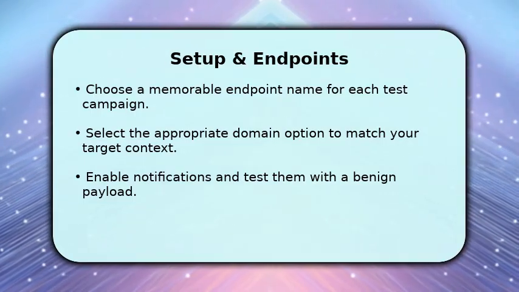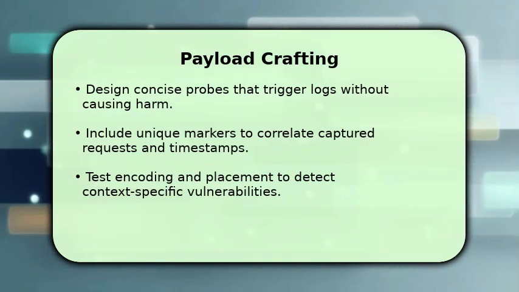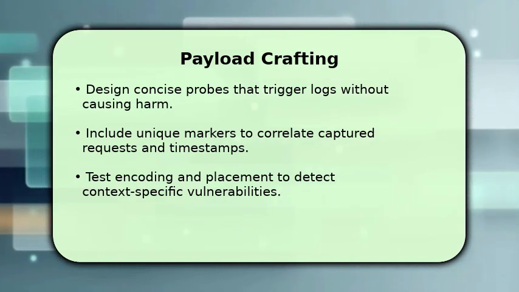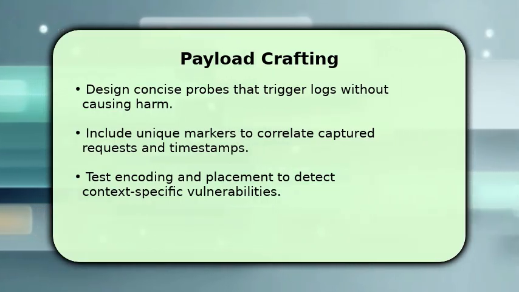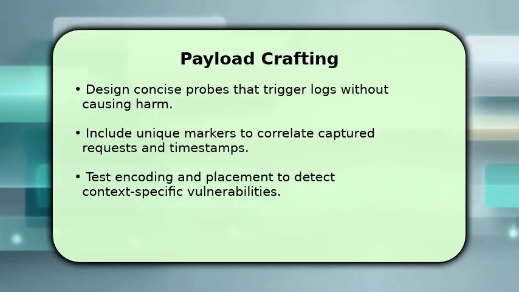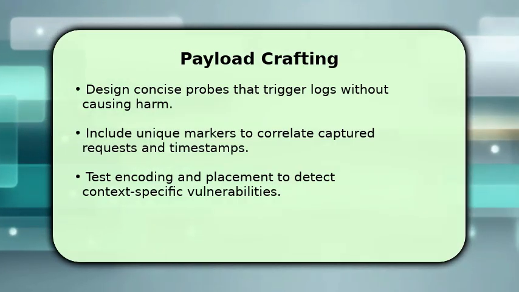Next, I will cover crafting payloads that reveal context without causing harm. Use concise probes that trigger logs, avoid destructive characters, and test encoding variants. Include markers to correlate reports and timestamps for easy triage. Validate that payloads appear as expected in headers, cookies, or body content, and record full request snapshots. Keep an audit trail for permissions and consent, and always limit tests to authorized targets. Periodically review.